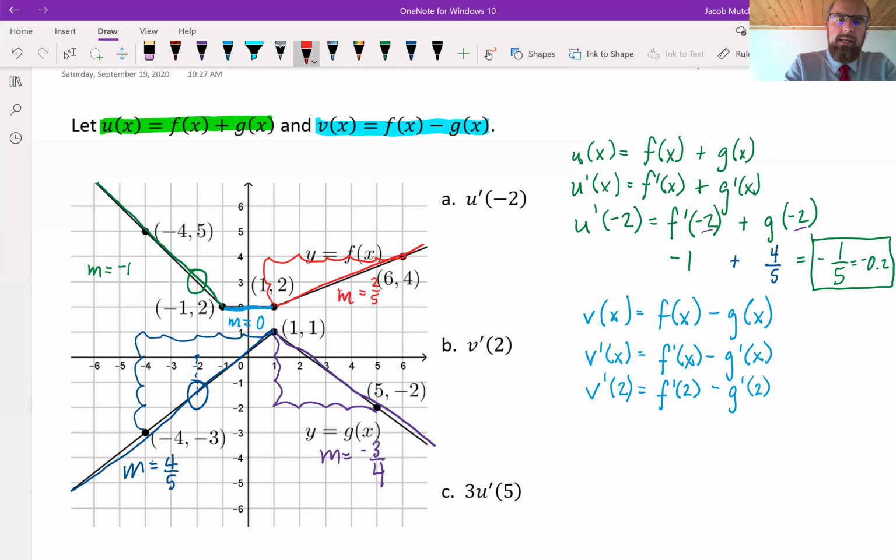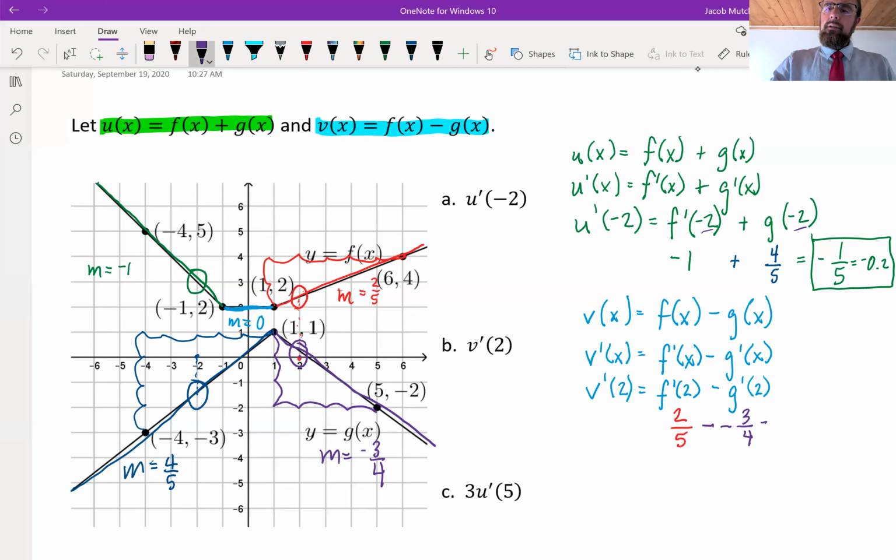So we'll find the x value of 2 and trace up to the f function. That's the right-hand part. Slope there is 2/5. And we're going to subtract from 2/5 the value of the slope of g of x at 2. Below that line, if I trace up to the g function, the slope we found was -3/4. So this is going to be minus -3/4. We do want to combine those two fractions. That double negative will turn positive.